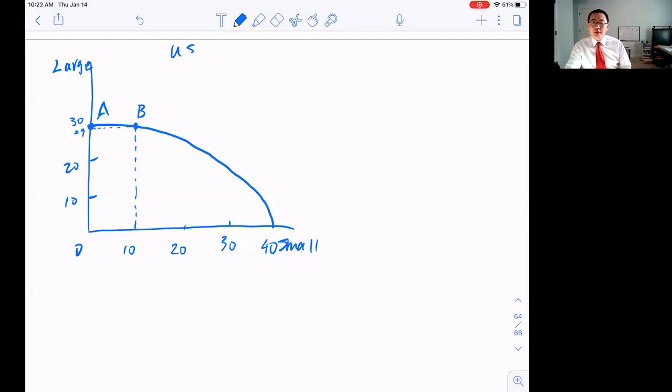So what is the opportunity cost of making these 10 small airplanes? One large airplane. Just one large airplane, right? We gave up one large airplane and gained 10 small airplanes, okay?